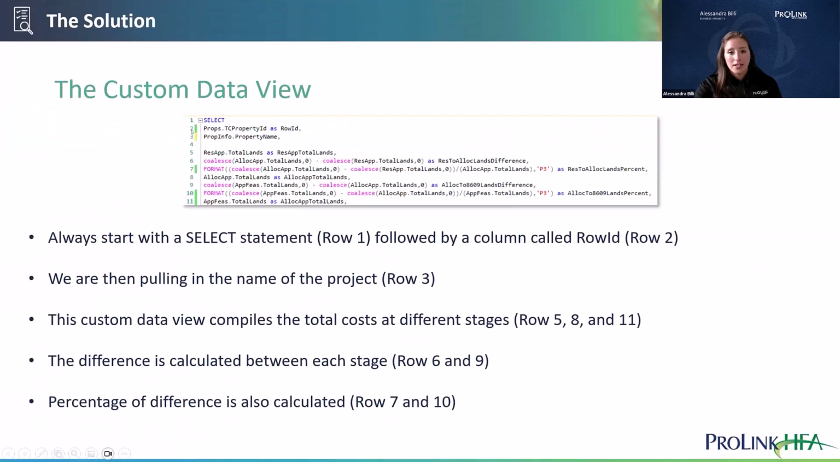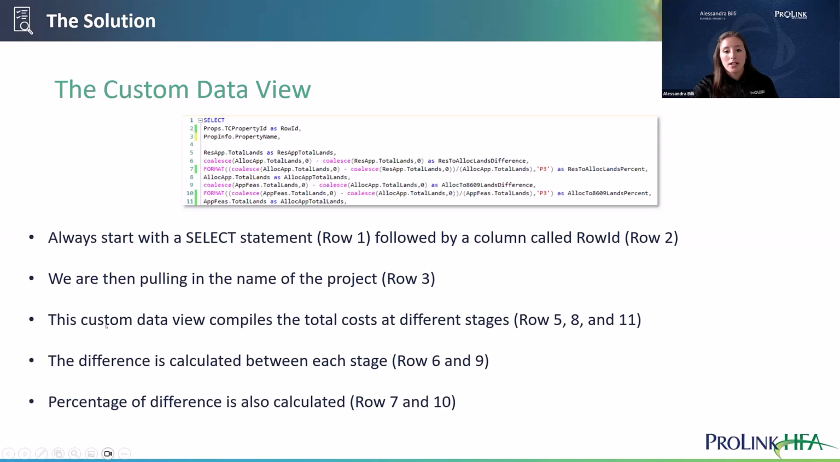So as you can see here, this is the start of the data view that we're building. So we're starting with that select statement like we always do. And then we're using the ID as our row ID. And then we're just pulling in the name so we can see what this property is and recognize it and then look into it more if we need. So that would be our select statement followed by their column and then the row name of the project.